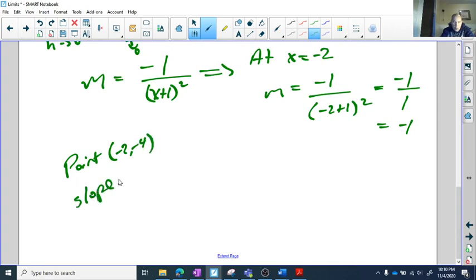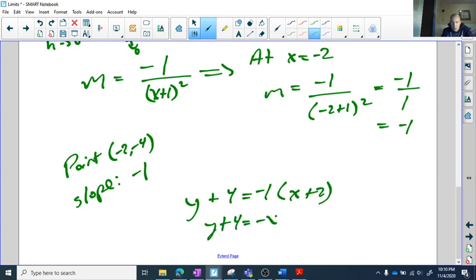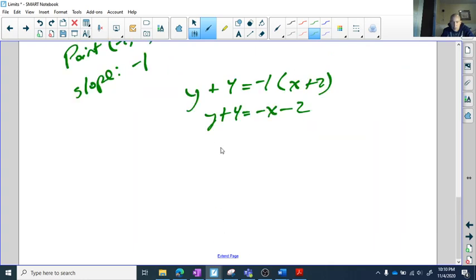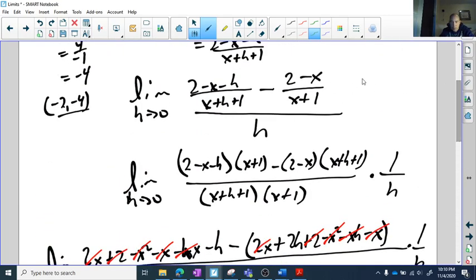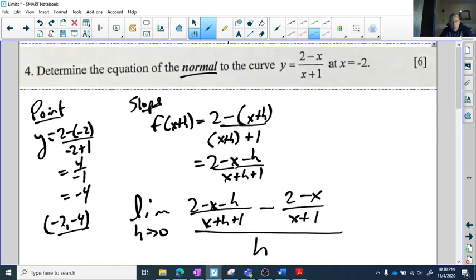Point, negative 2 and negative 4. Slope, negative 1. Same formula we used last time. Y minus y1 equals the slope, x minus the x value. Y plus 4 is negative x minus 2. Let's move it this way. So x plus y, add 2 to this side, plus 6 equals 0. There's the equation of the straight line tangent that you would draw to that graph, whatever it looked like. We have no idea, it doesn't matter. It's done the same method every time.